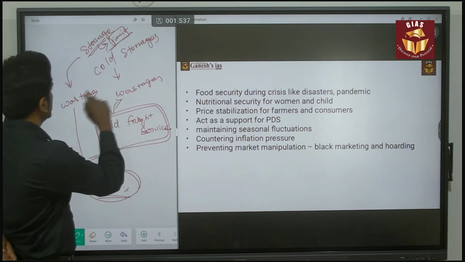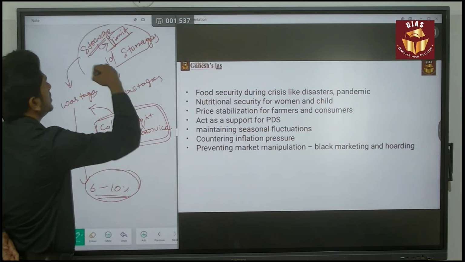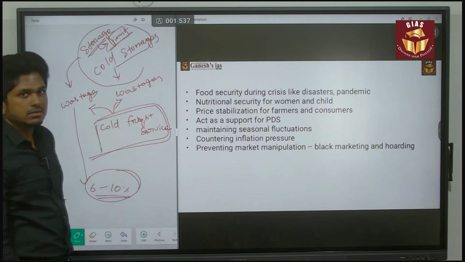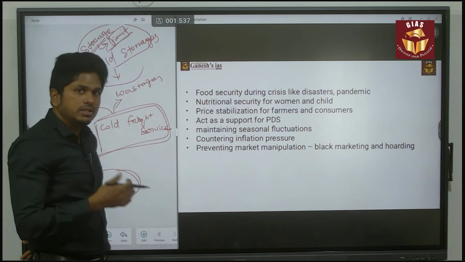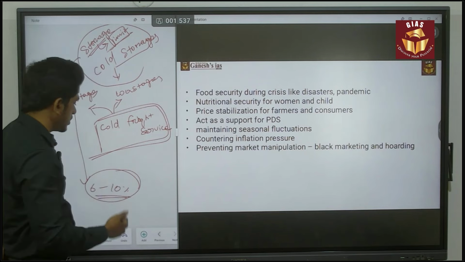due to the less availability of storage facilities. This is the data given by the government. So it is more important.